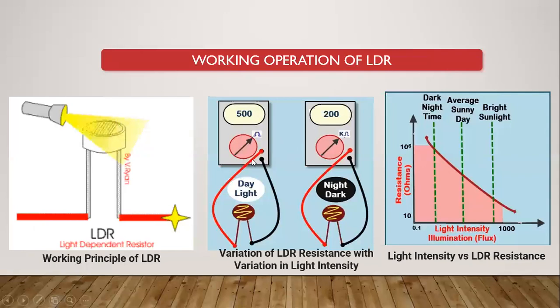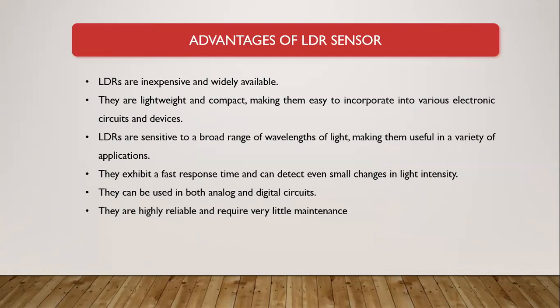In this middle picture, you can observe the resistance values we are showing here. As it is daylight, the resistance value is very low, about 500 ohms. If it is night time, then the resistance value is about 200 kilo ohms. So the variation of LDR resistance with variation in light intensity is shown in this picture. Then we have many advantages of our LDR sensor.